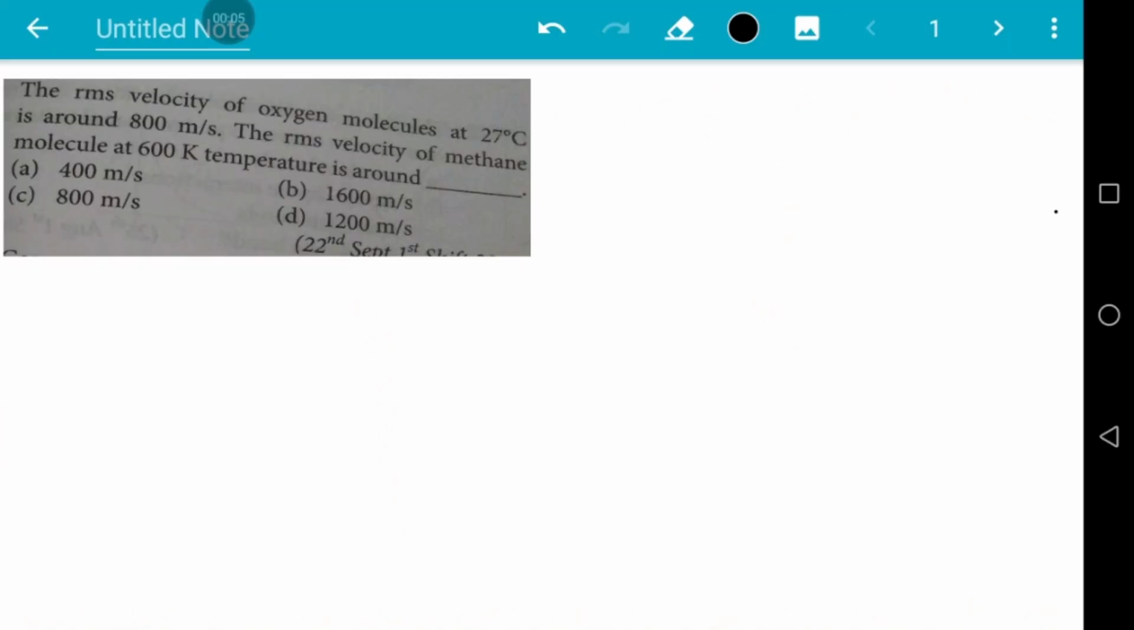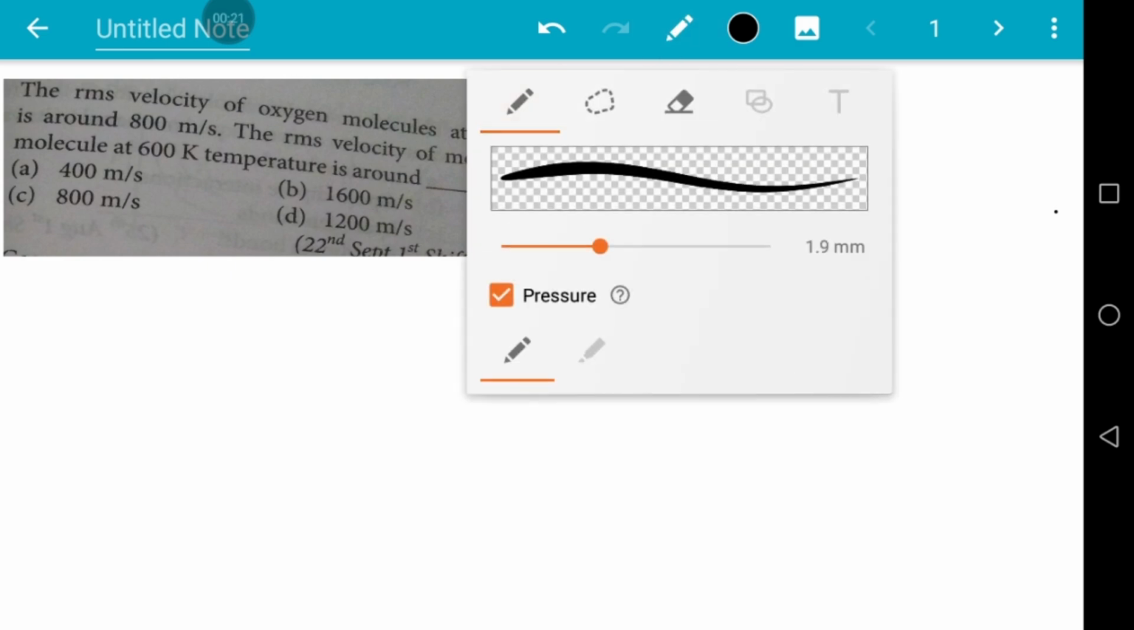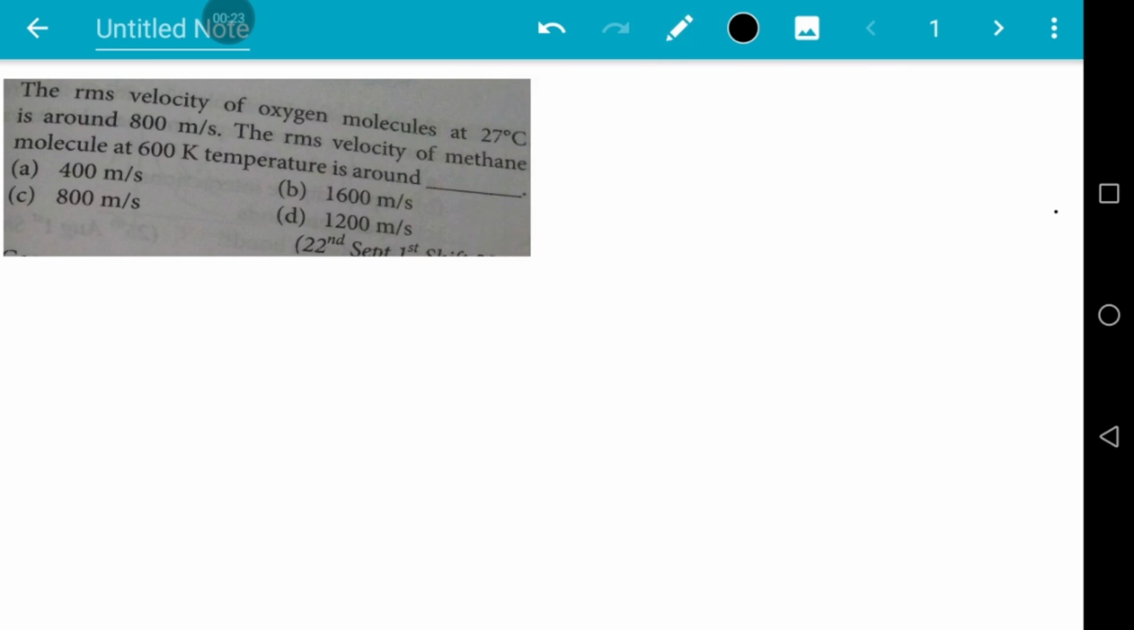The RMS velocity of an oxygen molecule at 27 degrees Celsius is around 800 meters per second. The RMS velocity of a methane molecule at 600 Kelvin temperature is around? So here two molecules are given, one is the oxygen molecule, whose formula is O2, and the other is the methane molecule, that is CH4.